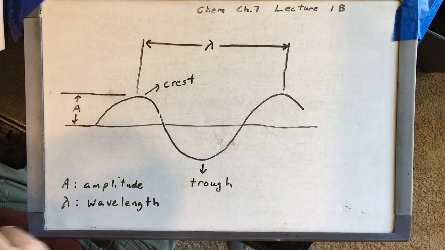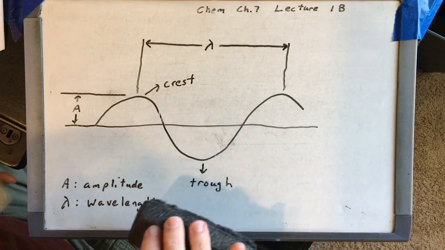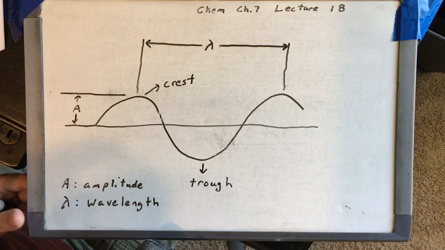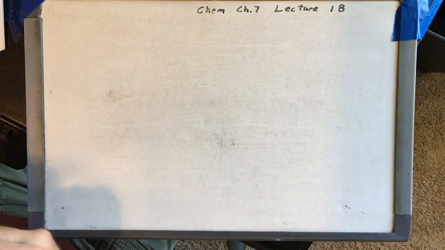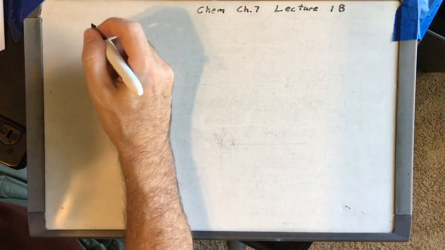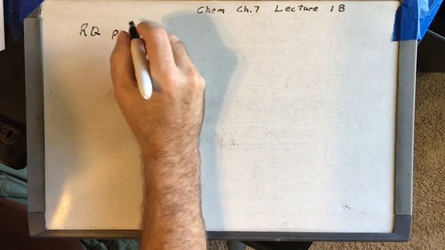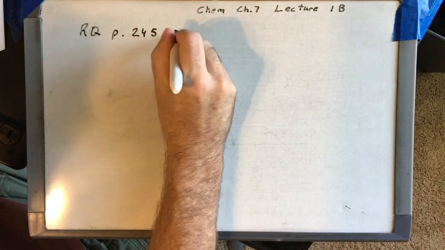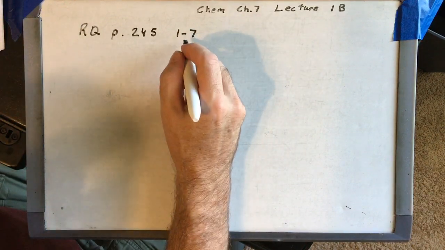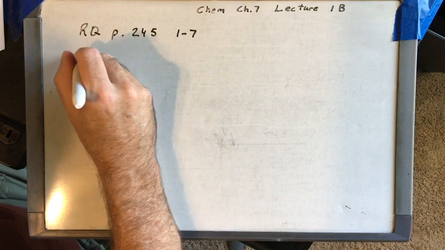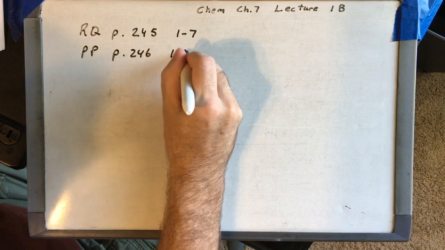All right, so the homework that goes with this lecture from the book, I'm going to go ahead and erase this diagram. This, of course, is on my website, but the homework is review questions, page 245. You can do 1 through 7. You might have to read up in the book for some of those. And then the practice problems, page 246, you can do 1 through 3.